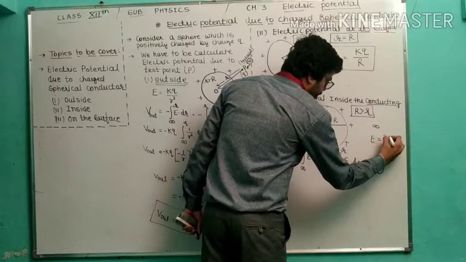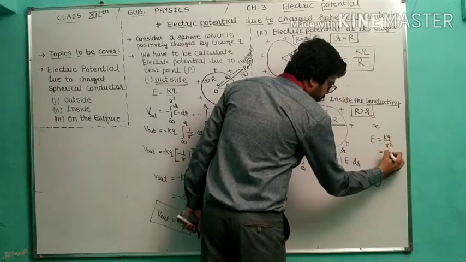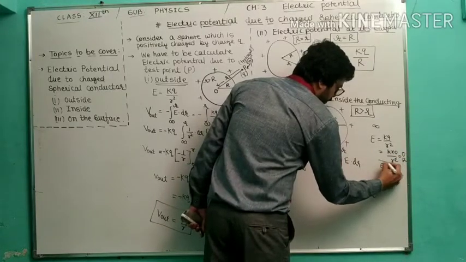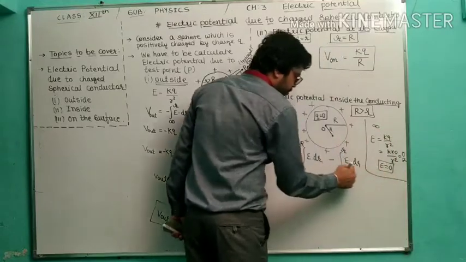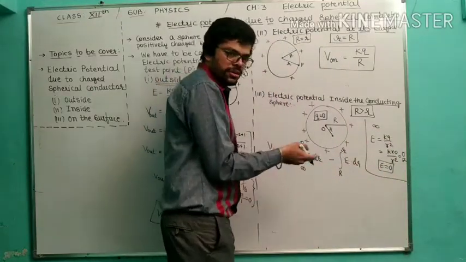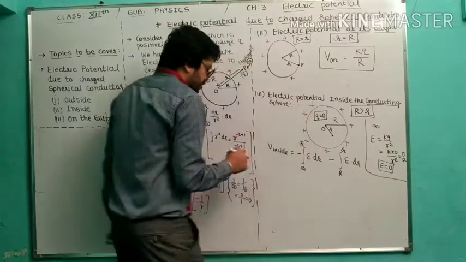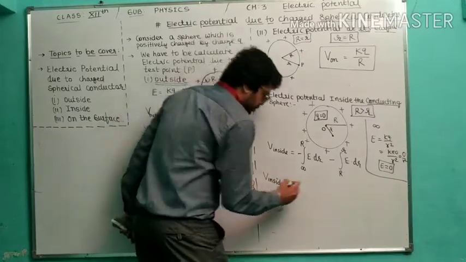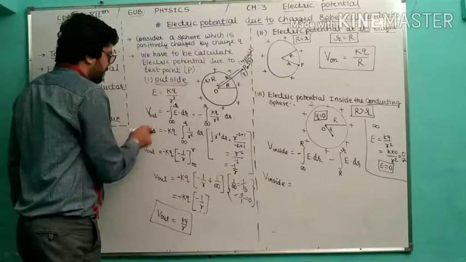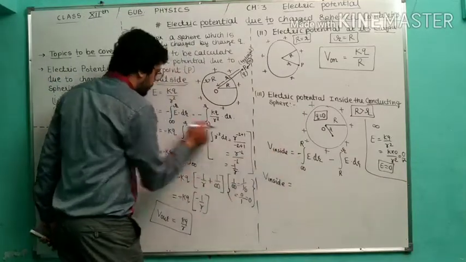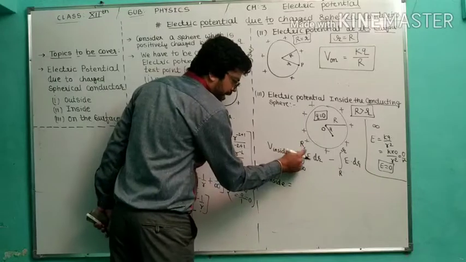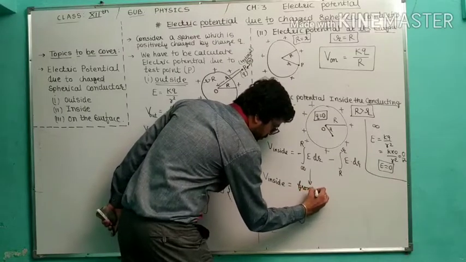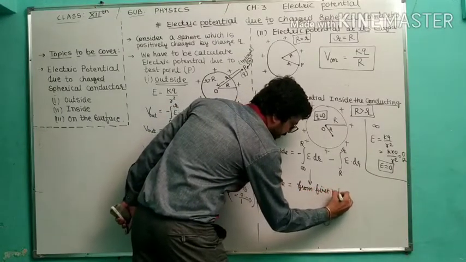Why is it 0? You know the formula E is equal to kq upon r square. If the charge is 0, then E is 0, and 0 multiplied with anything is 0, so the second integral is also 0. So V inside is equal to the value we already determined, infinity to capital R, E dot dr, which comes from the first integral.